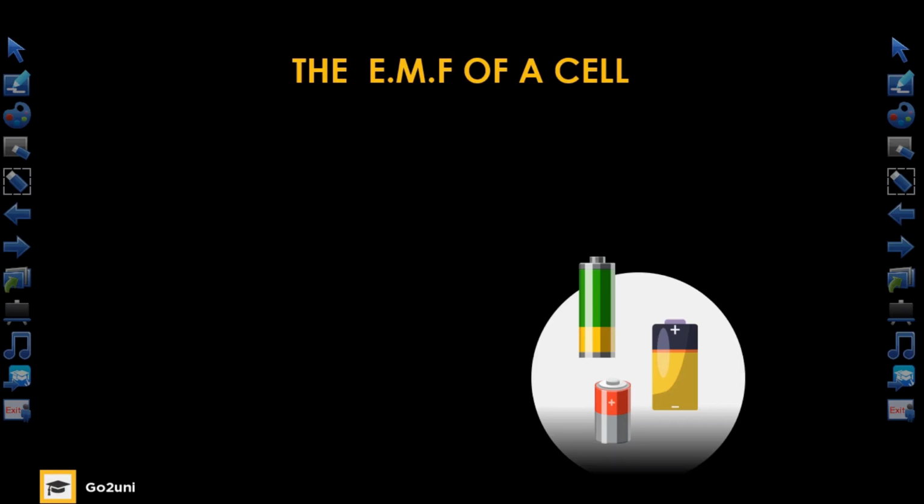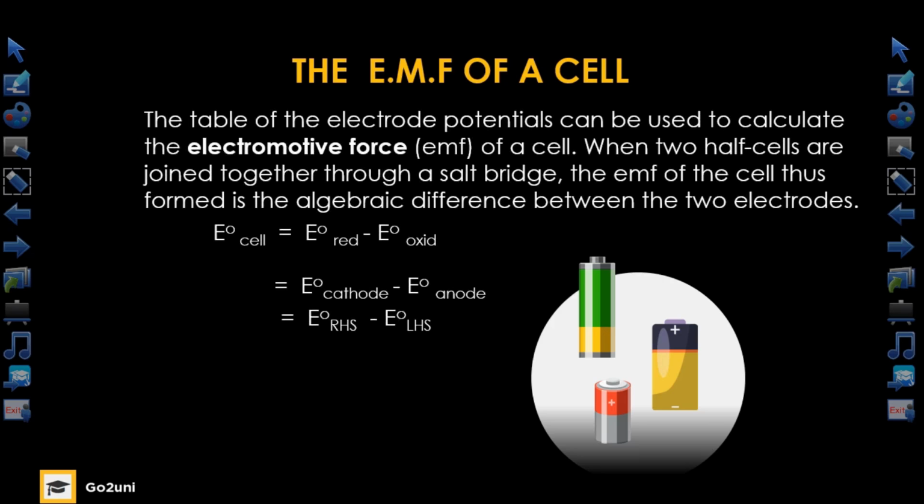We have talked about EMF initially, and we said we are going to elaborate more on EMF. What do we mean by EMF of a cell? When we talk about EMF, it is simply the voltage possessed by a cell when it is not delivering any current to an external load.